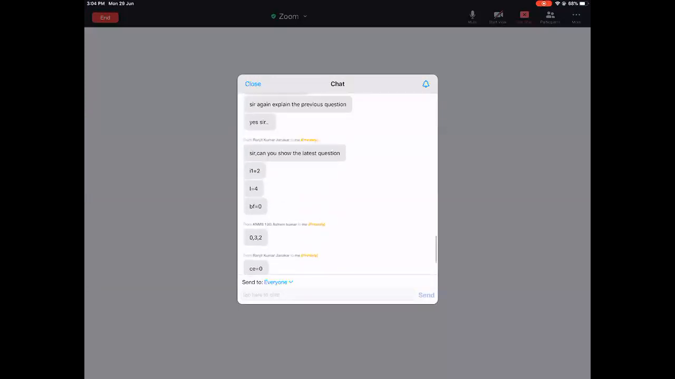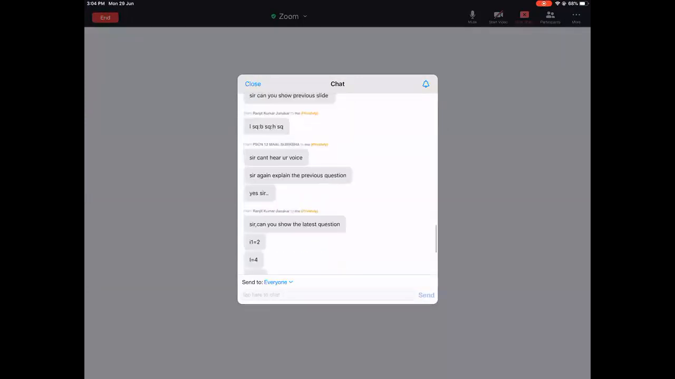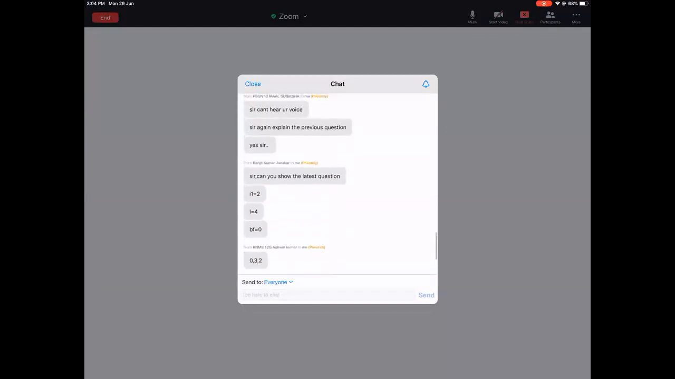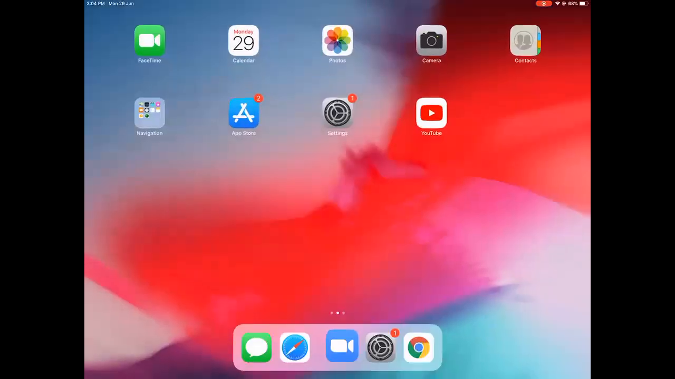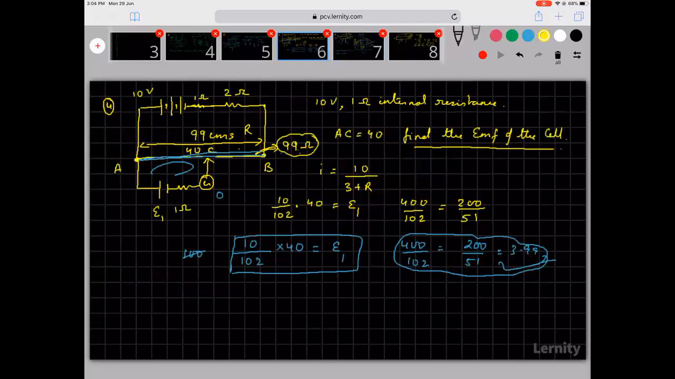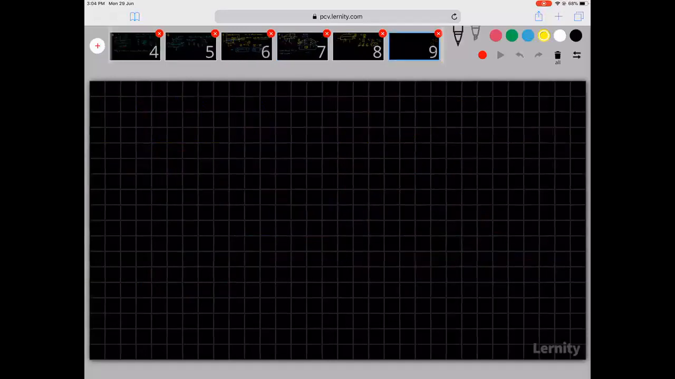How do you get 3 and 2? How is I1 equal to 2? I1 equal to 2, I is not equal to 4, I is equal to 3. Okay, so 6, 5, this was the previous question, 4. Okay, so if you all are able to do that, here is the next question.